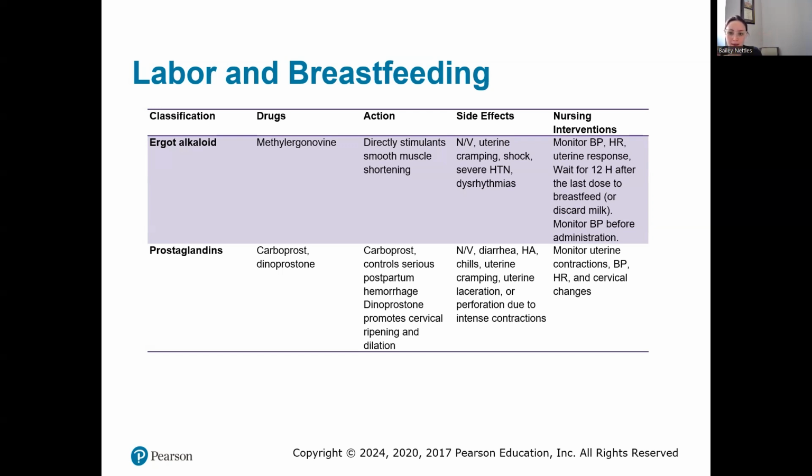The prostaglandins, which are carboprost and dinoprostone. These are super important too. Carboprost controls serious postpartum hemorrhage, and the dinoprostone promotes cervical ripening and dilation. As you'll learn in OB, when the cervix ripens, that's called effacement. So that's how it thins, and then the dilation. So you have to have both of them to be ready to give birth.